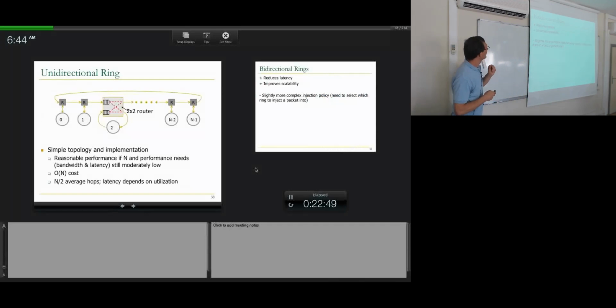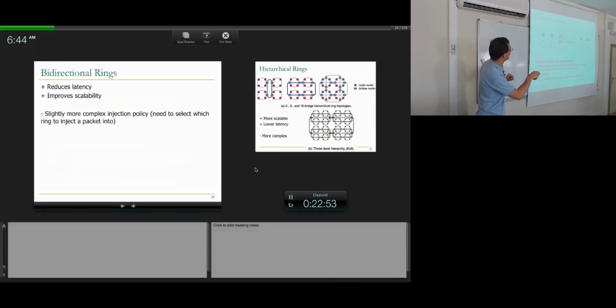Right? So you can make this a bidirectional ring, of course. In this case, it's just unidirectional. You can have bidirectional, you can have 2 directions. This reduces latency and improves scalability, but it's slightly more complex. So it makes sense, actually, to make things bidirectional because you can control things at the injection. You decide which direction to inject into in each node.